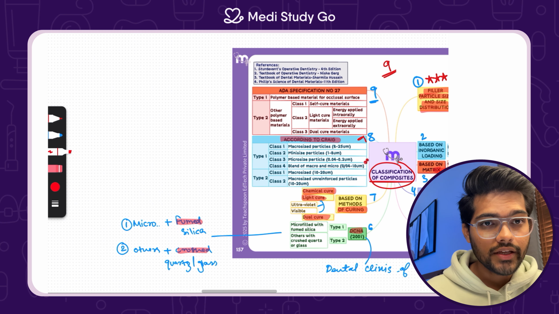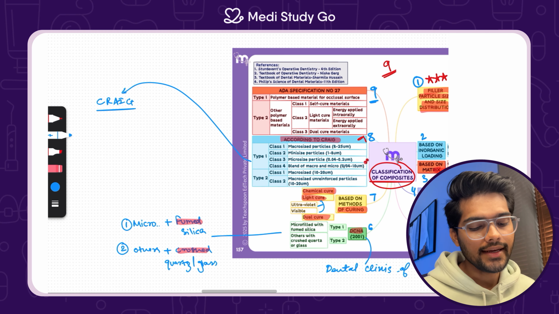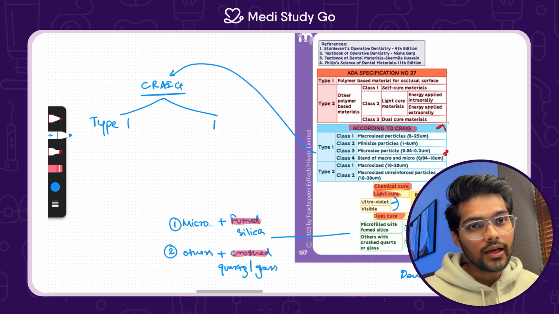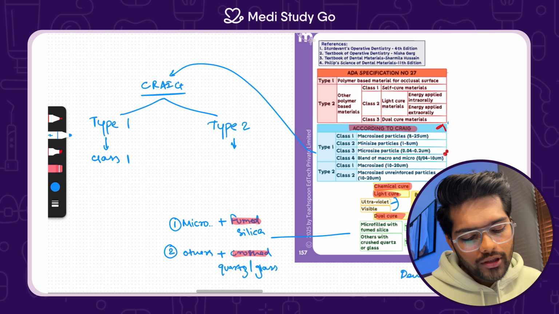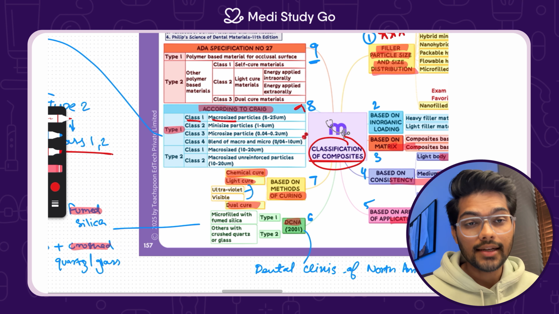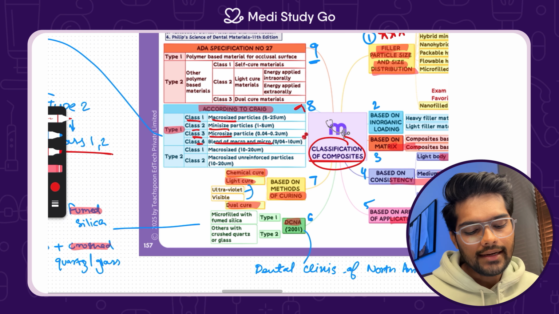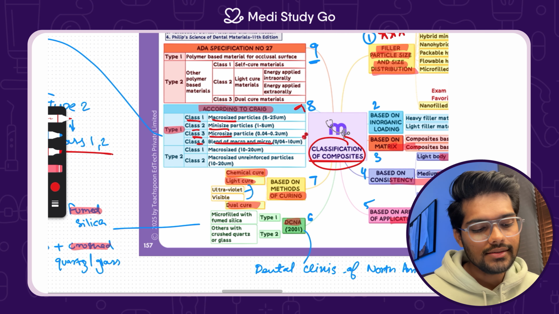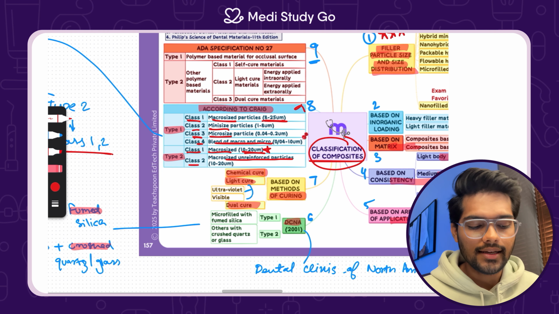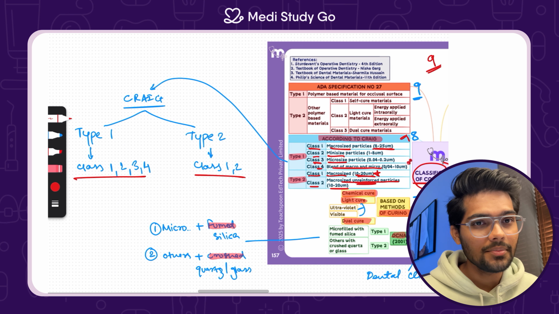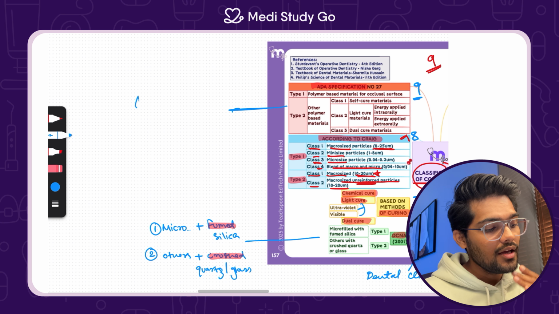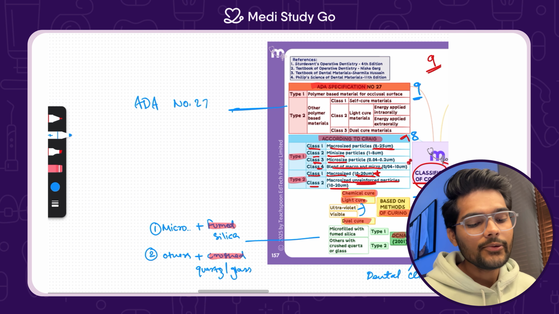The next classification of composites was given by Craig, and he broadly classified composites into 2 groups, that is type 1 and type 2. The type 1 composites were again divided into 4 subgroups, which is class 1, class 2, class 3, class 4, and it depends on the size of filler particles again. And the type 2 was further classified into class 1 and class 2, again depending on the size of filler particles.